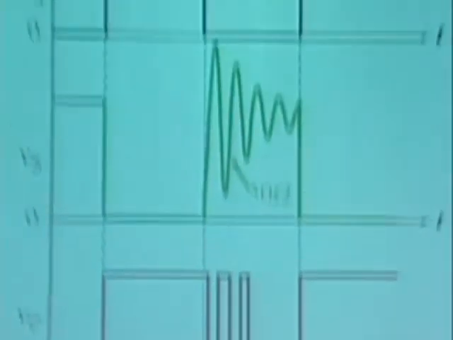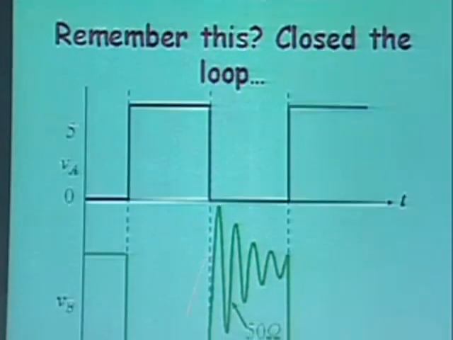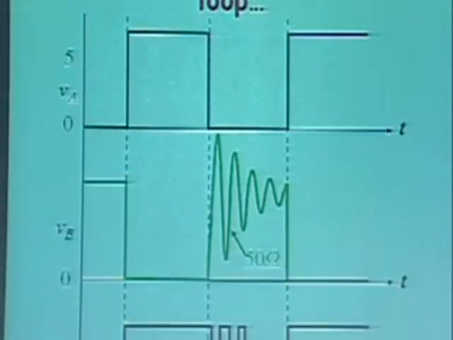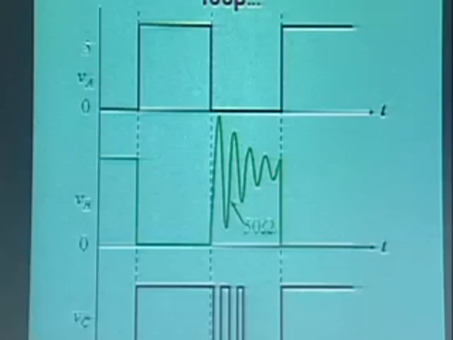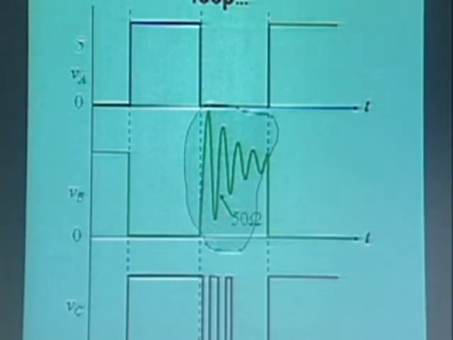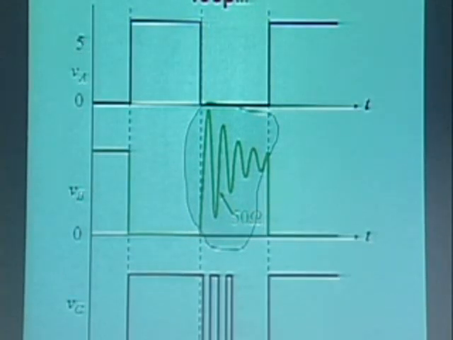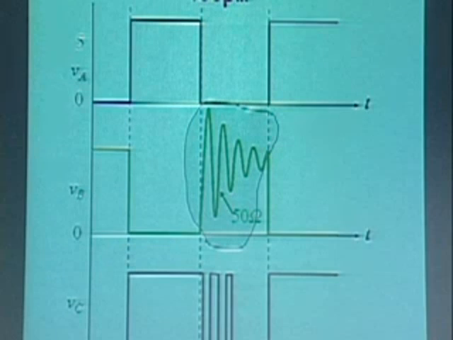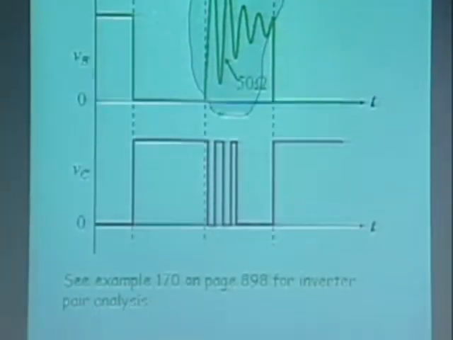Just to tie things together, recall this demo that we showed you in class yesterday, and this is exactly the kind of form of the sinusoid you saw because of that input step. If you want to see a complete analysis of inverter pairs and look at the delays and so on because of that, you can look at page 170 and example 898.